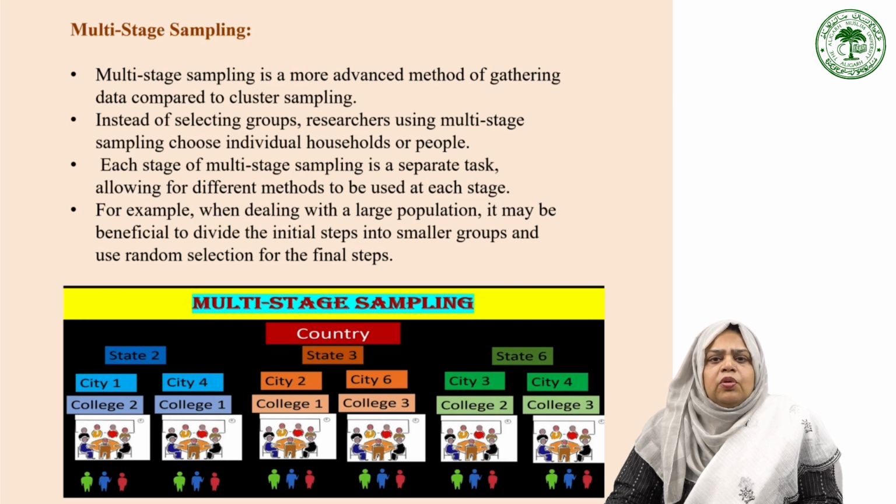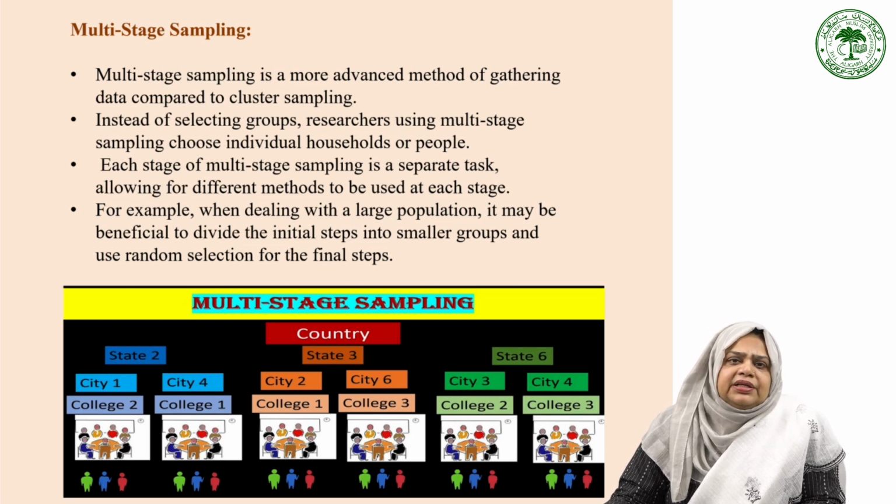Instead of using all the elements in the selected clusters, the researcher randomly selects elements from each cluster. This method is useful when a complete list of all the members of the population does not exist or is inappropriate. In multi-stage sampling, several levels of cluster selection may be applied before the final sample elements are reached.